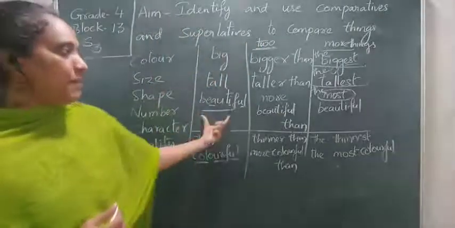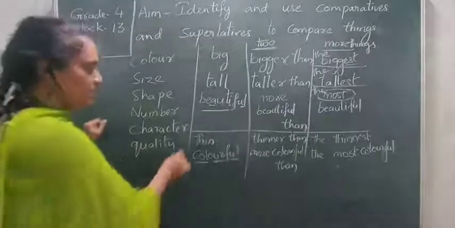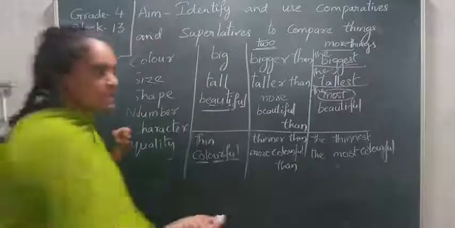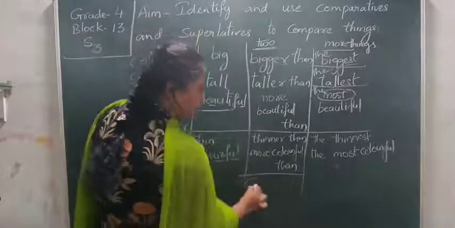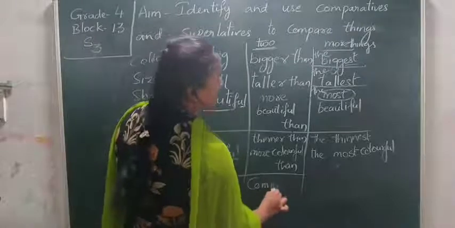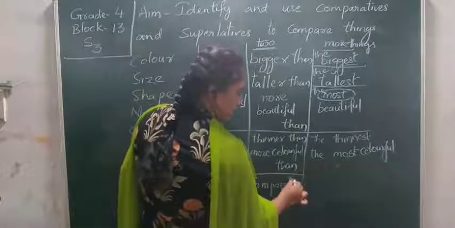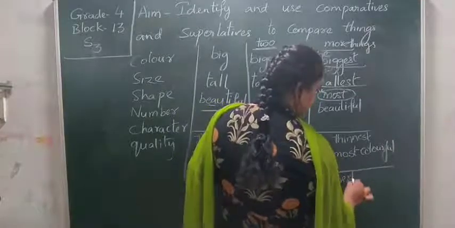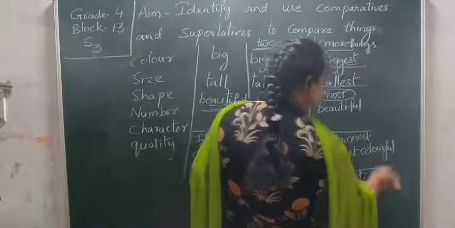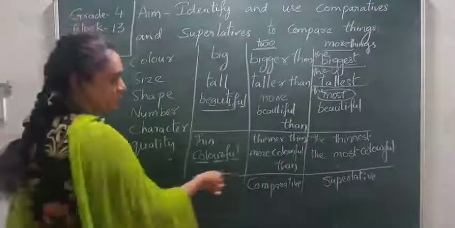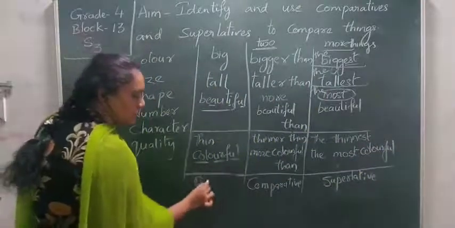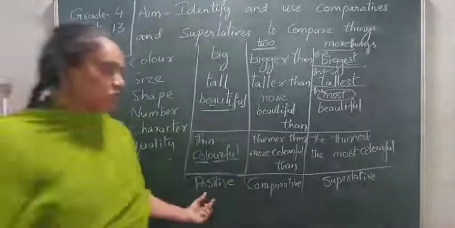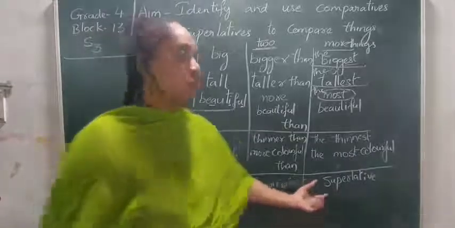So here when comparing between the two things, I say it is a comparative degree. When I am comparing with more things, I say it is superlative. But when I am not comparing with anything, just simply writing, then I say it is the positive degree of the adjective. So the positive degree, comparative degree, superlative degree.